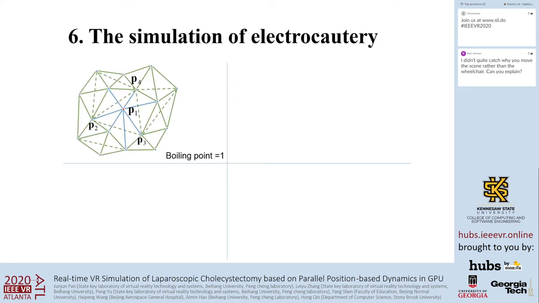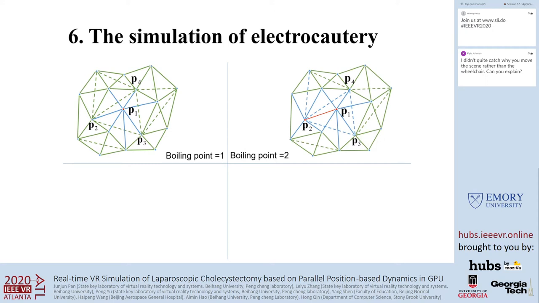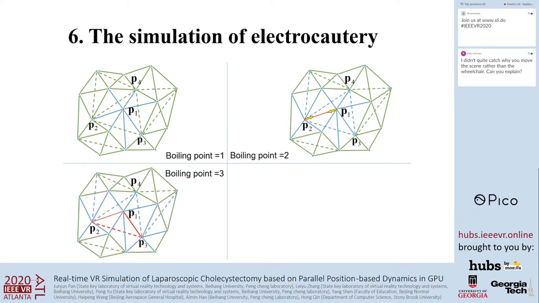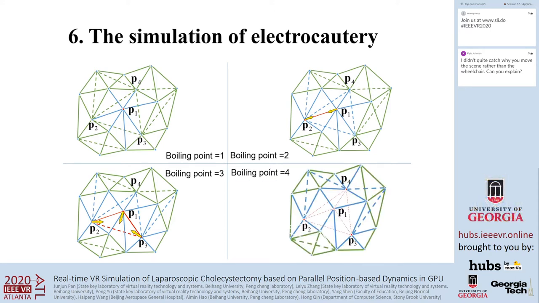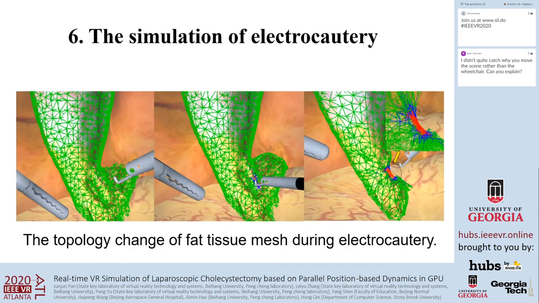This figure illustrates the simulation of the fat tissue burning process. The red point P1 indicates that its potential has reached the threshold T, the boiling point. Consequently, the tetrahedron is in the heated state, blue edges, but the length is unchanged. When P1 and P2 reach the boiling point, the tetrahedron begins to burn. The red edge indicates that it is burning and the volume of the tetrahedron begins to decrease. When P1, P2, and P3 reach the boiling point, and once the four vertices of the tetrahedron are at the boiling point state, the tetrahedron will be deleted. This shows the topology change of the fat tissue mesh before and after electrocautery.